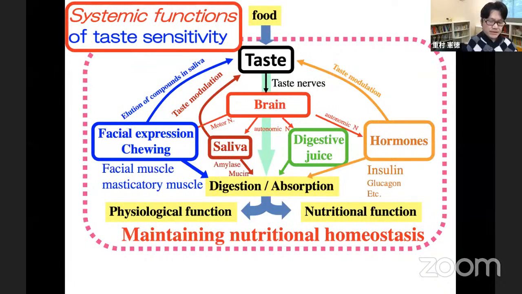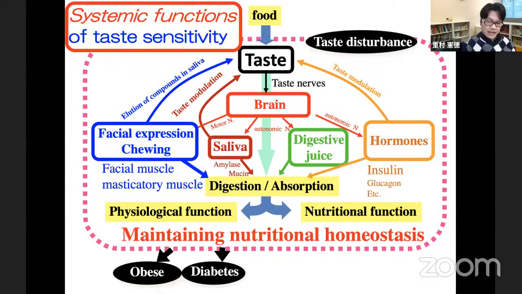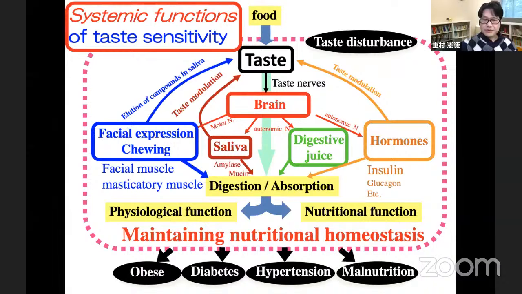So if your taste sensitivity is disrupted by aging, illness, or irregular lifestyle, these physiological functions couldn't be induced well. So disruption of taste sensitivity may lead to diet-related diseases such as obesity, diabetes, hypertension, and malnutrition.